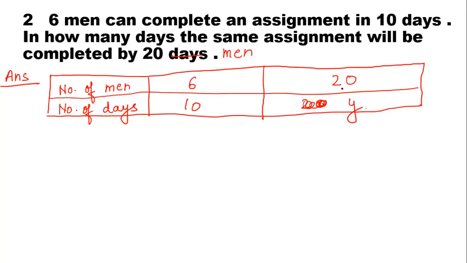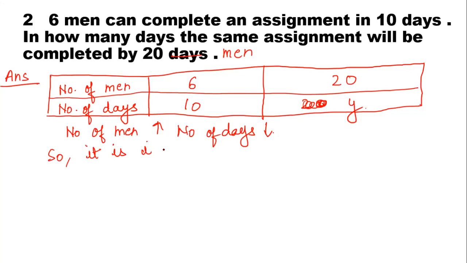If the number of men is more, the time taken will be less. Obviously, if more people are working on an assignment, then it will take fewer days to complete it. So if the number of men increases, the number of days reduces. If one quantity is linked to another such that one increases and the other decreases, then it is indirect variation.